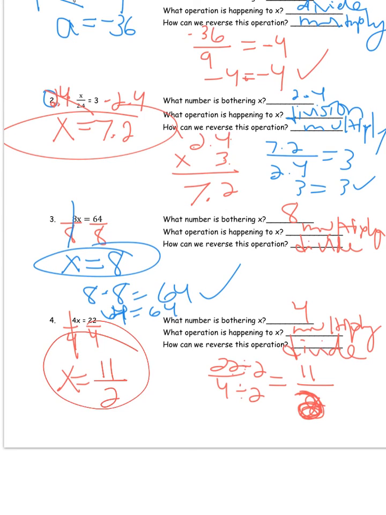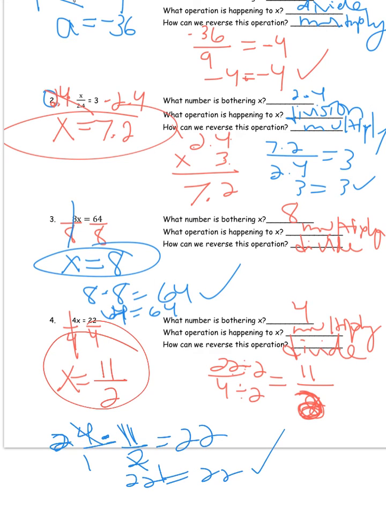Now, the reason I want to keep it improper is because things get really easy for me when I go to check my work. So 4 times, instead of times x, I'm going to say times 11 over 2 should equal 22. When I go to cross reduce 4 and 2, the 4 becomes a 2, the 2 becomes a 1, and I can see 2 times 11 is 22. So 22 equals 22, and I know it works.